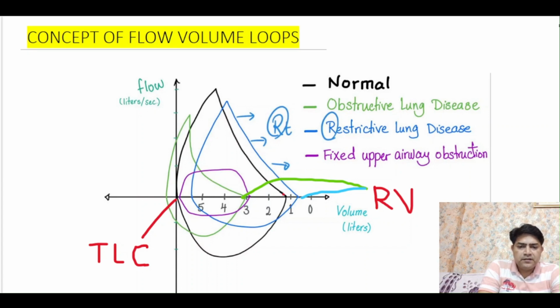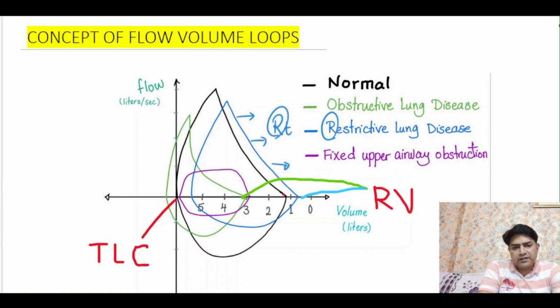Here the zero is the residual volume, or rather not zero; something greater than one is given for residual volume, and it is going up to six. So that is the total lung capacity, which is at full inspiration.